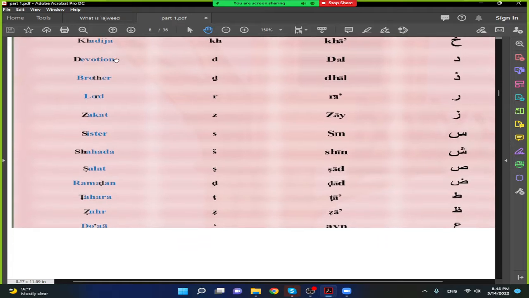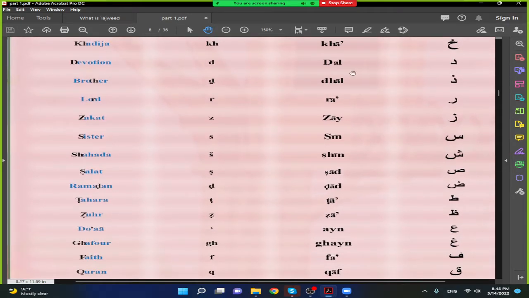Okay, after that, Dal. Dal starts with D, like in the word devotion. Okay, say this word so I can understand the sound for that D. What are you sounding? Devotion. D. Devotion. Okay. Zal is getting the Z sound. Instead of saying D, you will say Z for Zal.